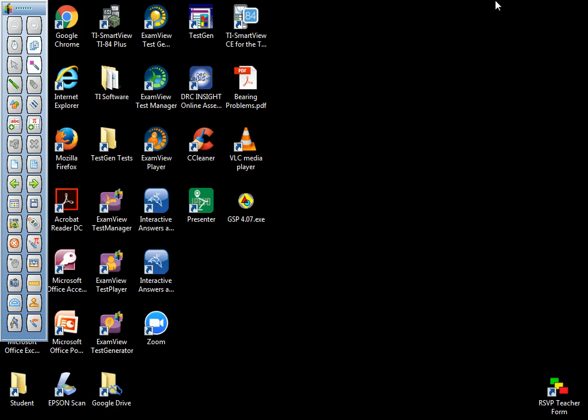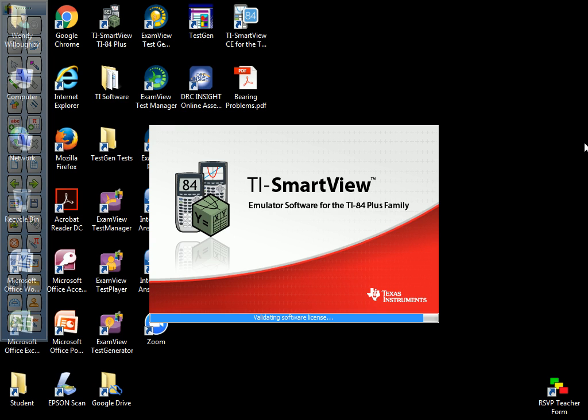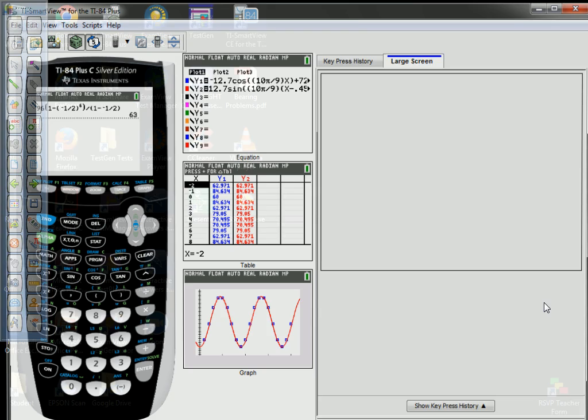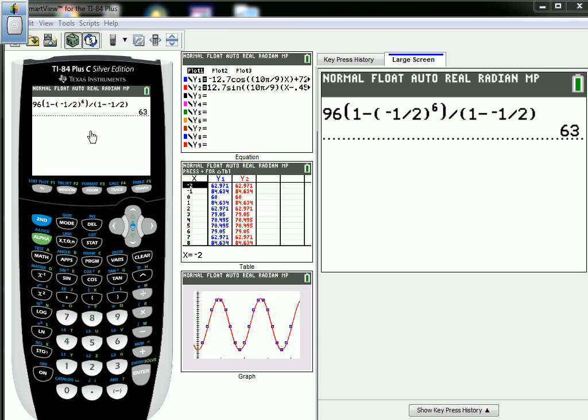I am going to open up my calculator so we can put this in together. You can't just write down my answers. You have to practice with the calculator. This is how it must be entered. We must have big set of parentheses, little set of parentheses, and parentheses around our denominators.